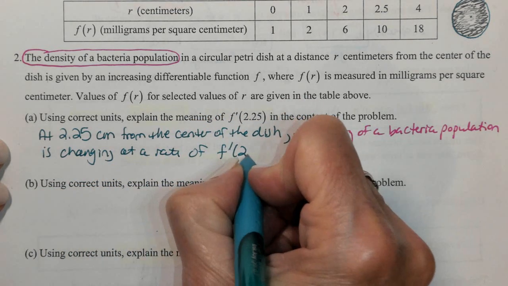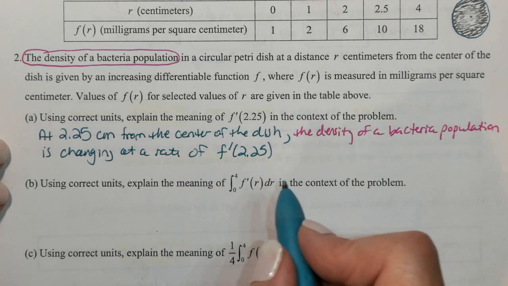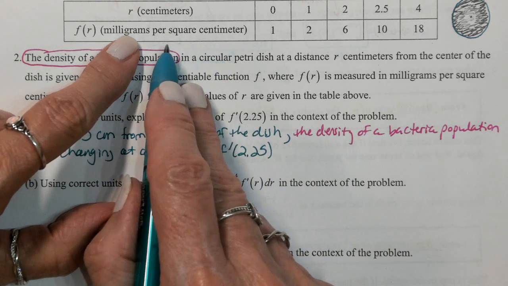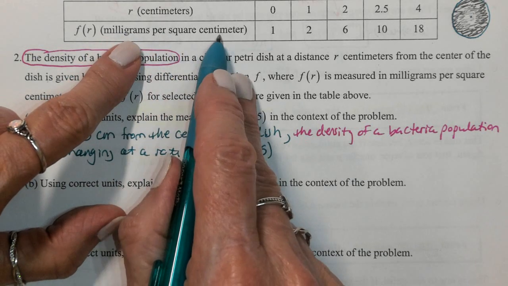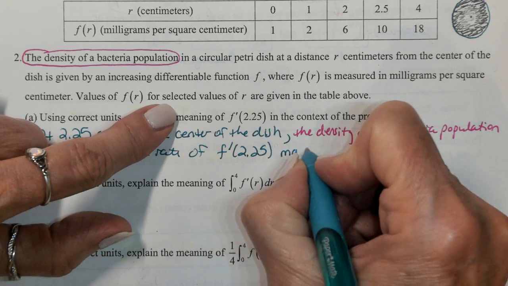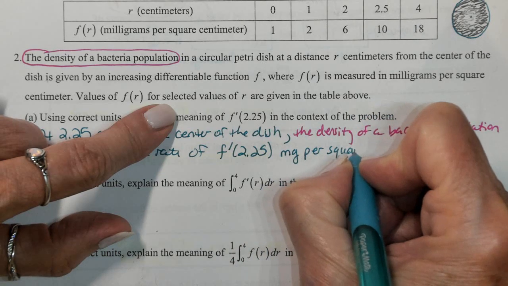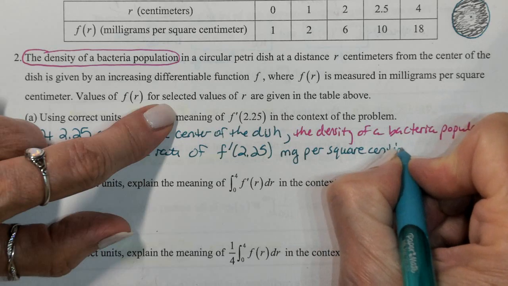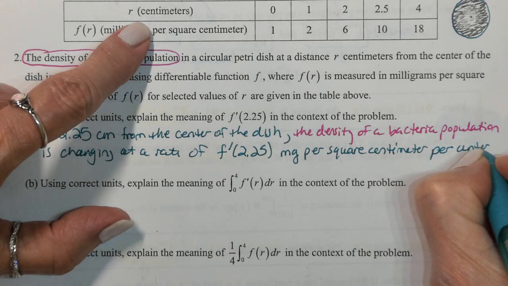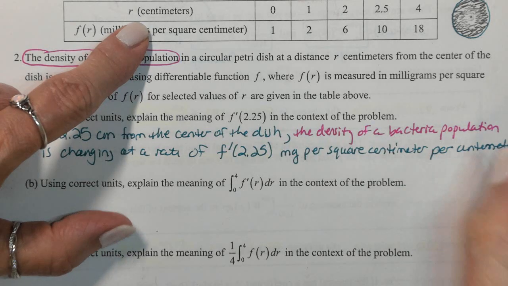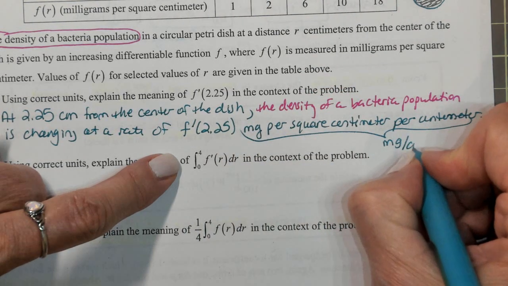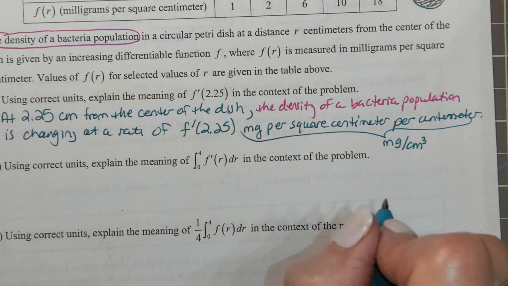f prime at 2.25, and now units of f prime. f is milligrams per square centimeter. So f prime is milligrams per square centimeter per centimeter. So that's what I'm going to write. Milligrams per square centimeter per centimeter. Another way that you could write that is milligrams per centimeter cubed. You could say that, okay?